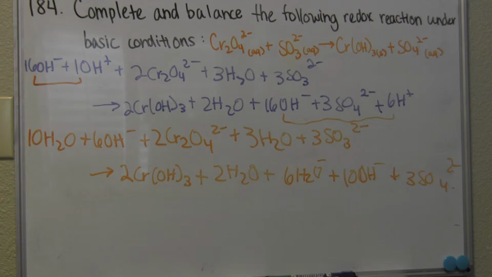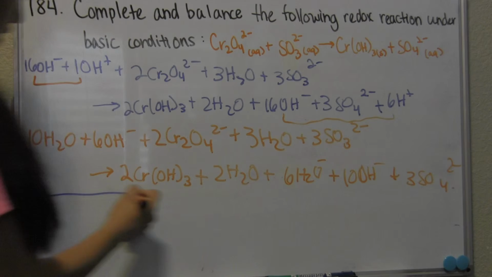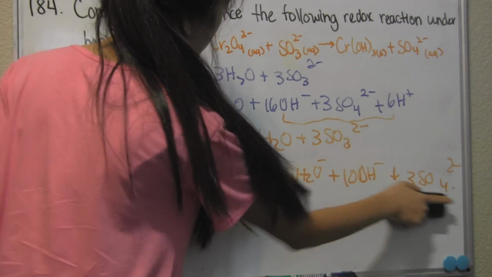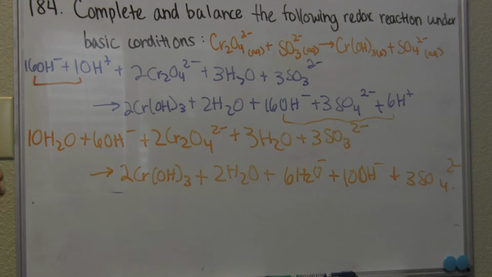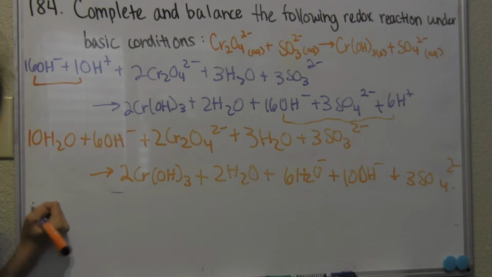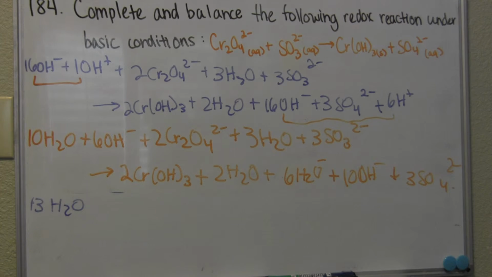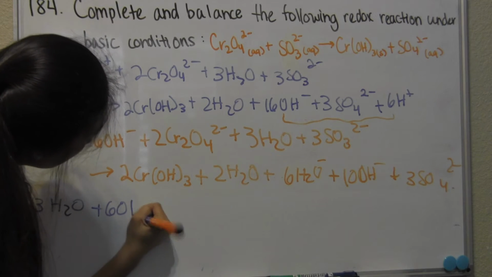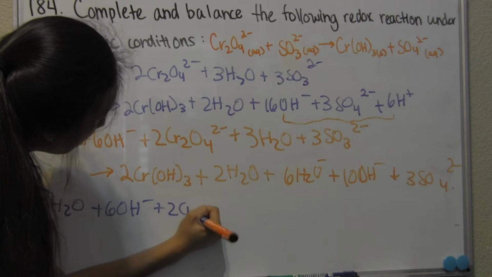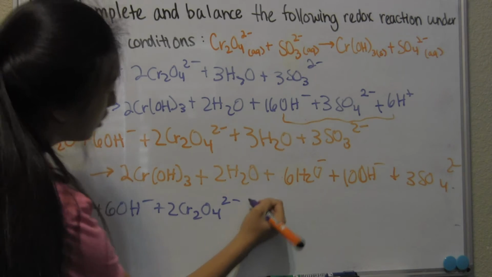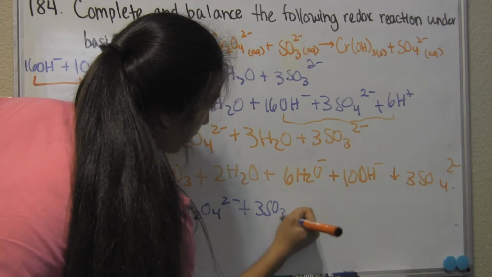And of course we can simplify further. So now from there, actually let me erase that line and I'll just write with a different color. From there I can combine the H2Os. So 10 H2O and 3 H2O, that's 13 H2O, plus the 6 OH minus plus the 2 Cr2O4 2 minus plus the 3 SO3 2 minus.